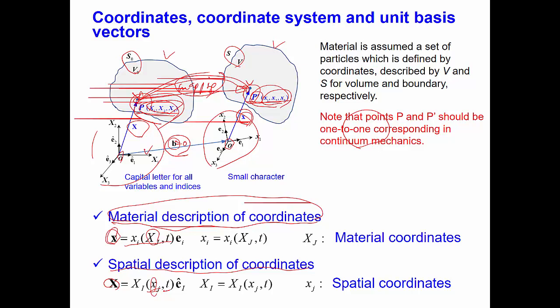It is simple, but very important. The one-to-one correspondence is very important. This point should map to this point, and it should be inversely mapped to its origin point. That is the meaning of the one-to-one correspondence.